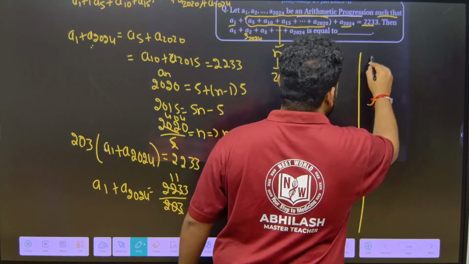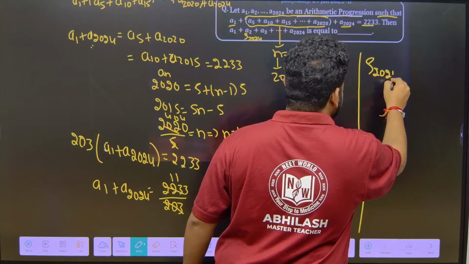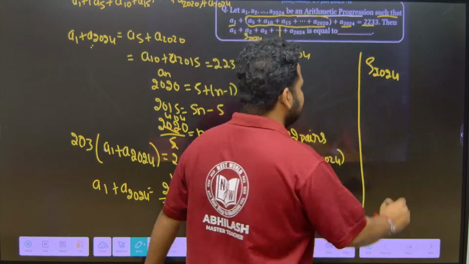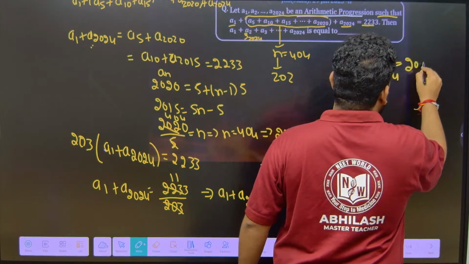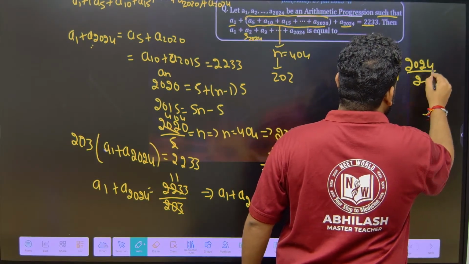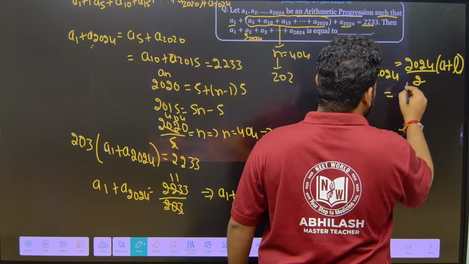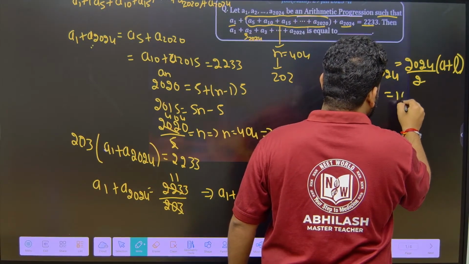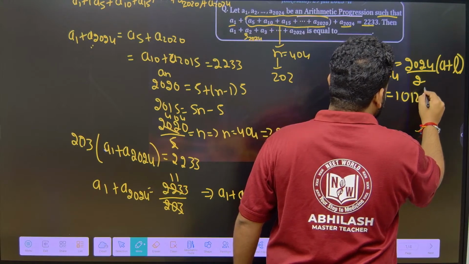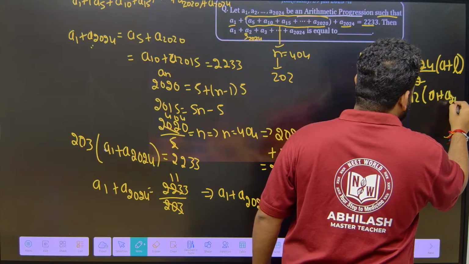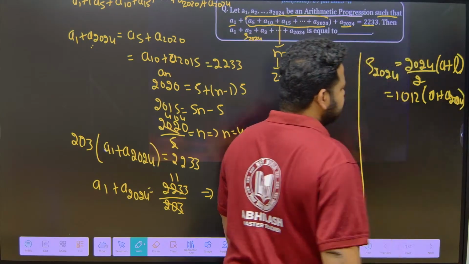See here, S2024 can be written as what? N by 2 into A plus An. That is first term plus last term. N by 2 is 2024 divided by 2, that is 1012. First term is A1 plus last term is A2024.